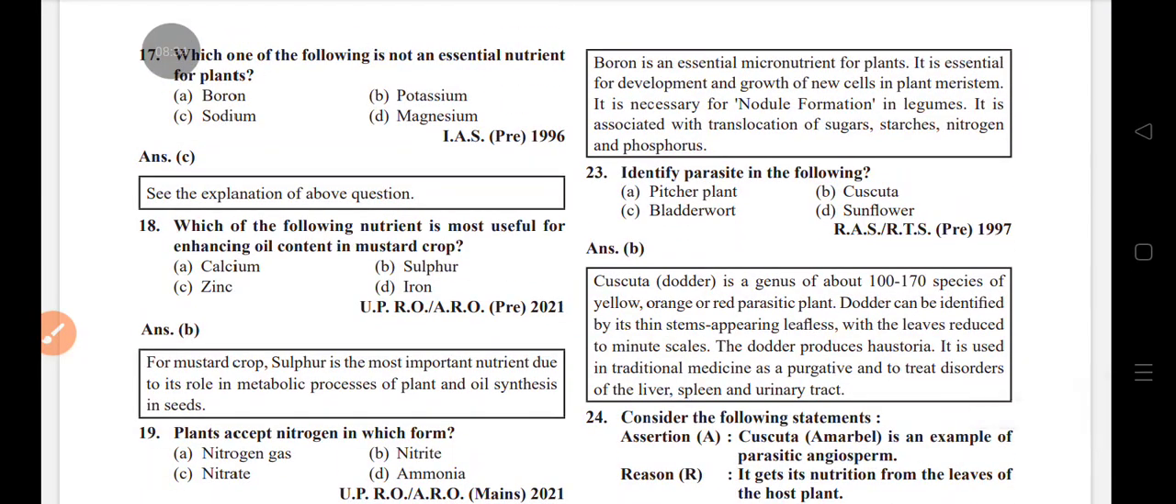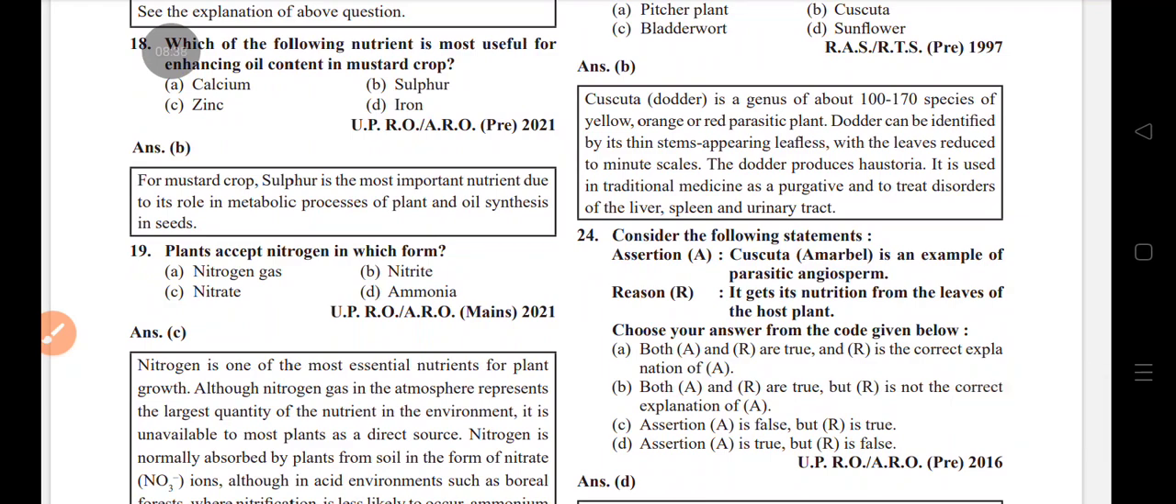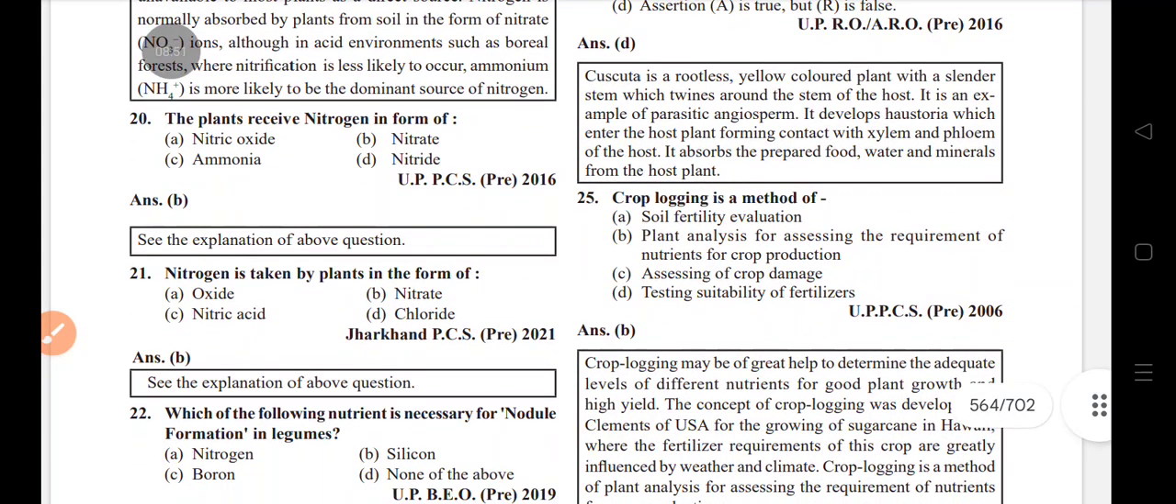Identify parasite in the following. Cuscuta. Cuscuta is an example of parasite angiosperm. It gets its nutrition from the leaf of host plant. Crop logging is a method of plant analysis for assessing the requirement of nutrient for crop production.